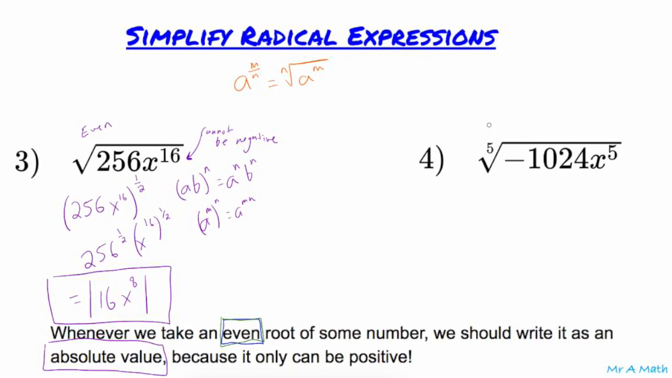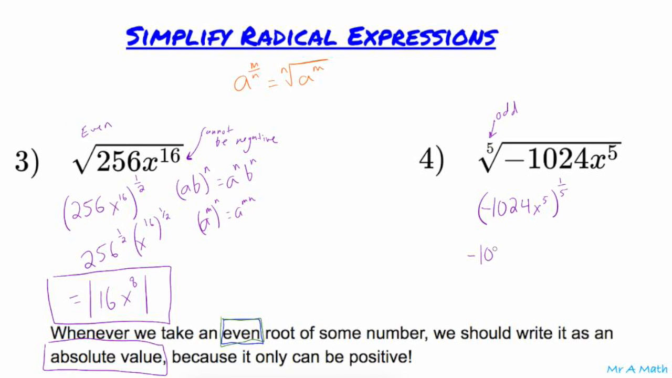Okay, so this one now, what is the root of this? Is it even or odd? I'll give you a second to look at it. This would be a fifth root, which means it is an odd root radical expression. So this is not going to require us to write our final answer as an absolute value. A fifth root we know is just something to the 1/5 power. So instead of writing the fifth root, I'm going to write it to the 1/5 power. That's the same thing. So now we're going to distribute this evenly.